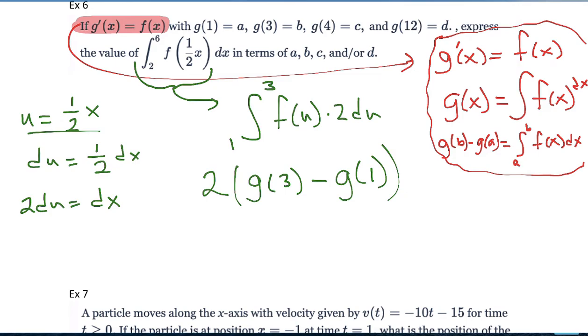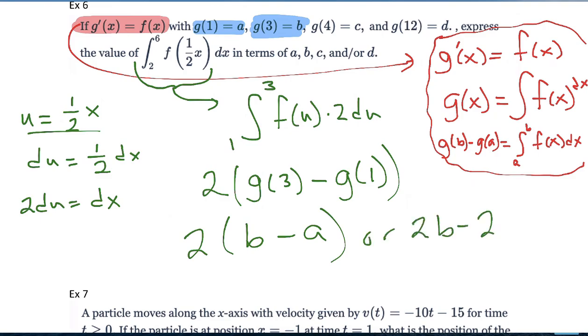We integrate f according to what we were given on this. Well, now look what we're given. We're given that g of 3 is equal to b. We're given that g of 1 is equal to a. And we don't use the g of 4 and the g of 12. But what we would end up with on this is 2 times b minus a. I don't know, that's probably the way you'd have to put it into Delta Math. You could certainly put it in as 2b minus 2a, and I would guess that Delta Math would accept either one of those.